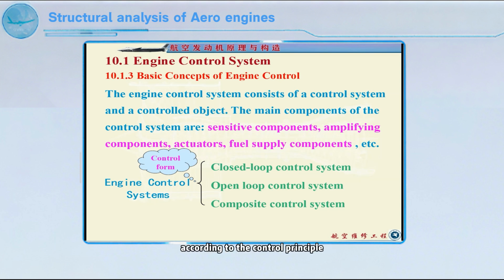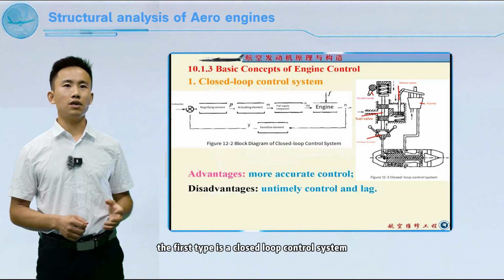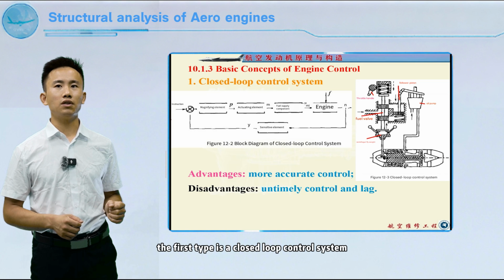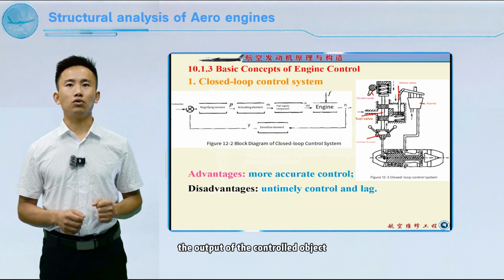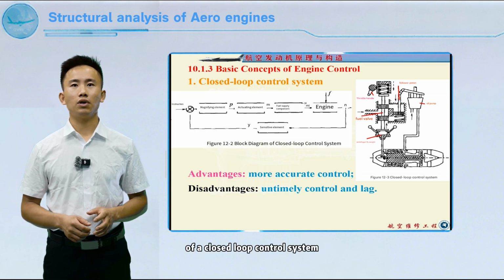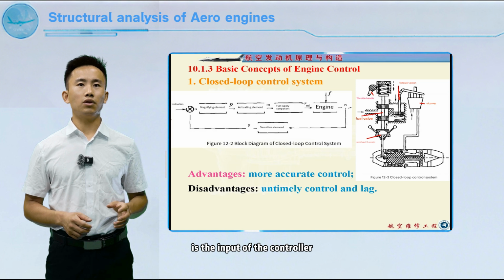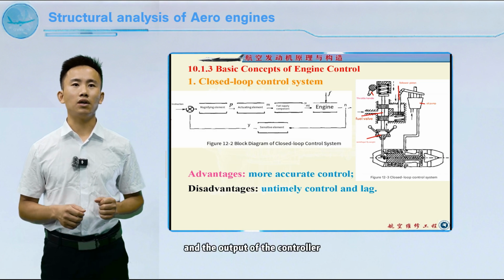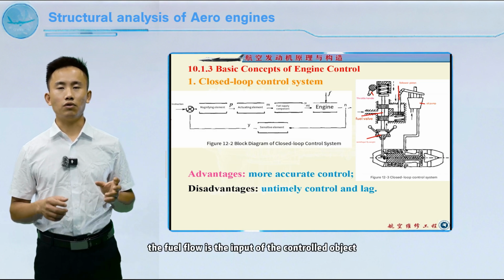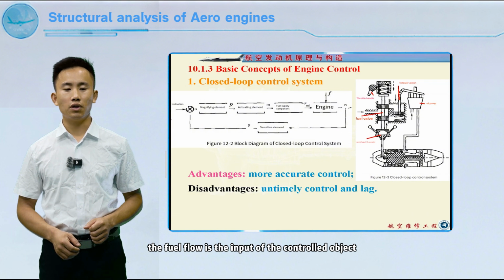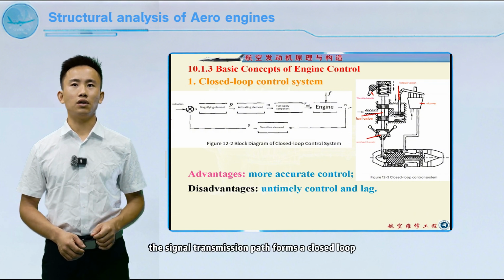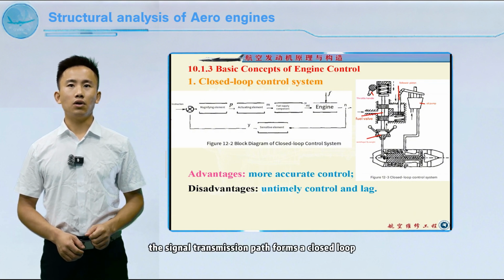According to the control principle, the engine control system can be divided into closed-loop control systems, open-loop control systems, and compound control systems. The first type is a closed-loop control system. The output of the controlled object of a closed-loop control system is the input of the controller, and the output of the controller, the fuel flow, is the input of the controlled object. The signal transmission path forms a closed loop.